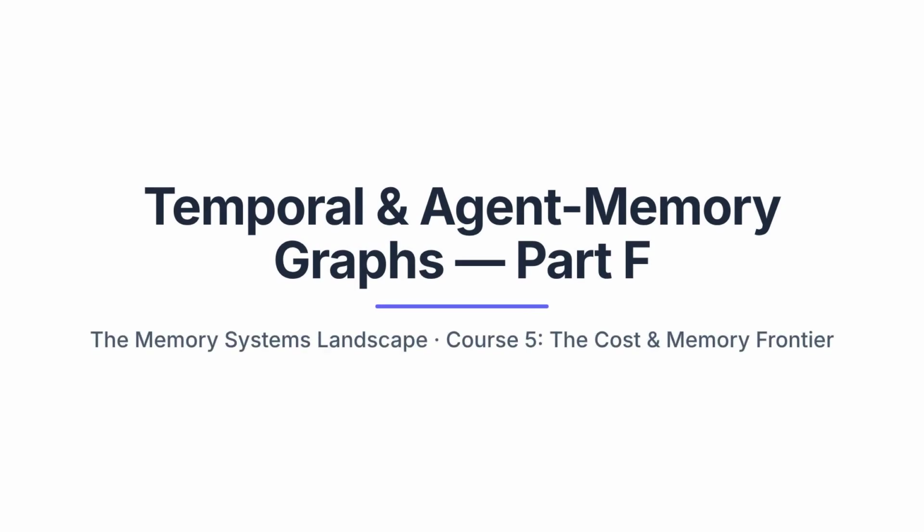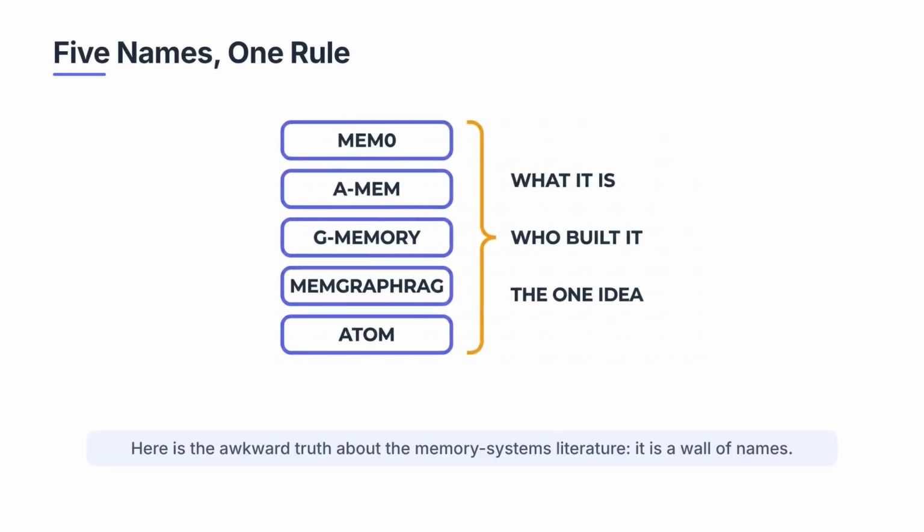Advanced GraphRAG 2, the next 5 families. Let's dig in. Here is the awkward truth about the memory systems literature.